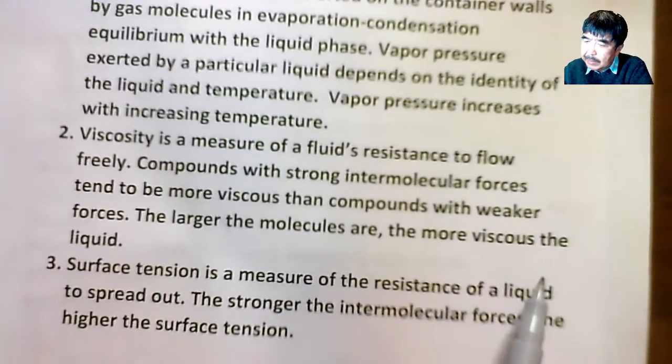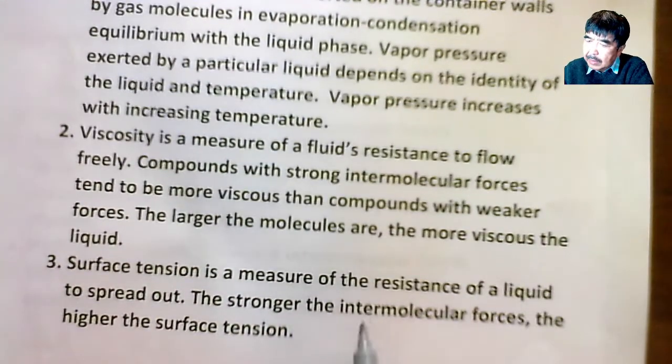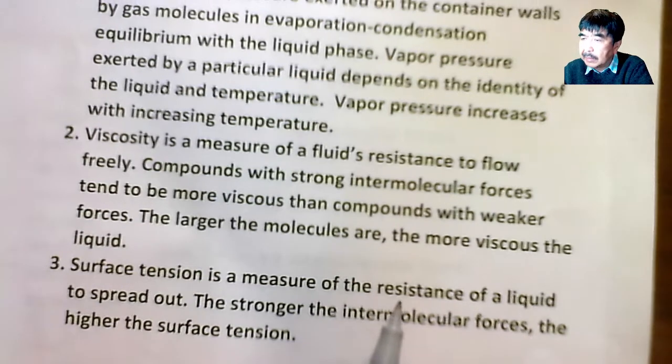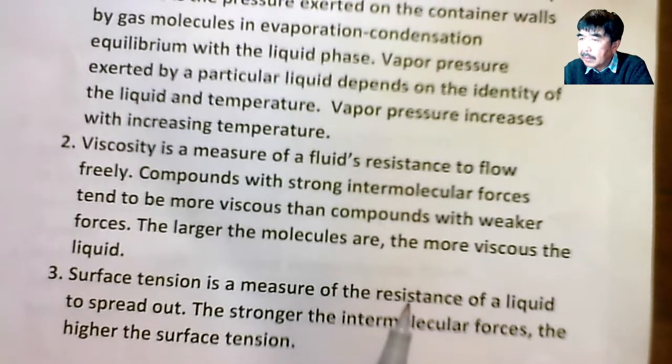The last property of liquids is surface tension. Surface tension is a measure of the resistance of a liquid to spreading out. The stronger the intermolecular force, the higher the surface tension. All right.